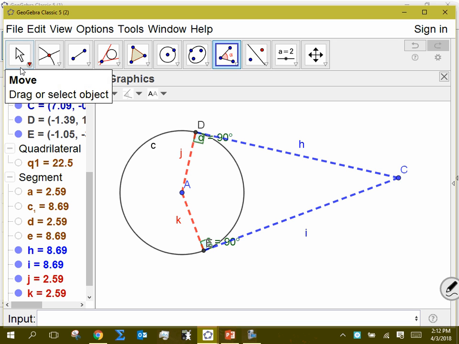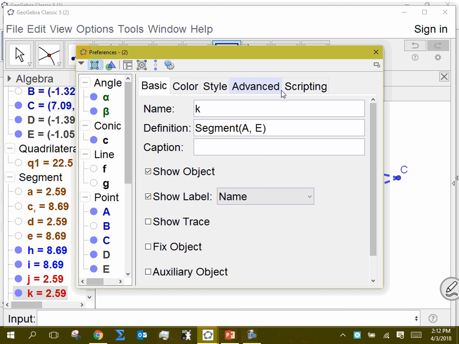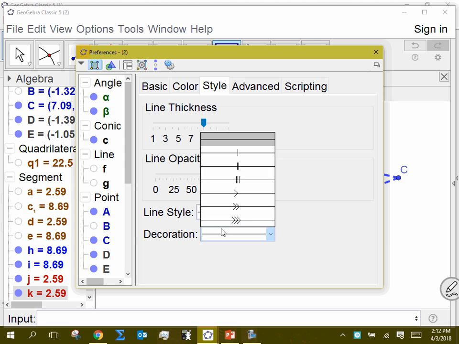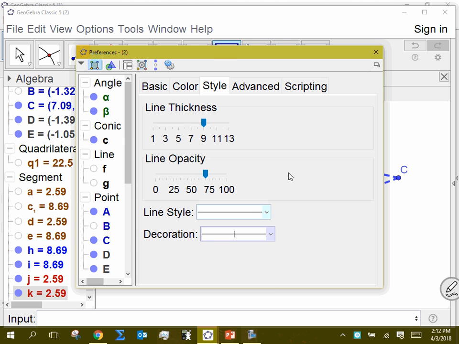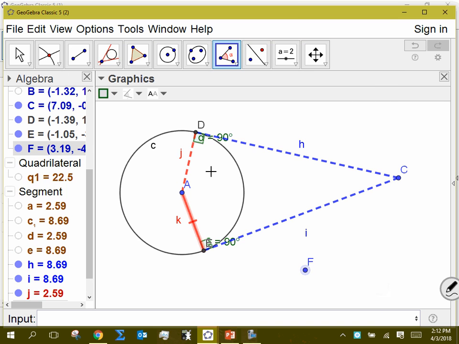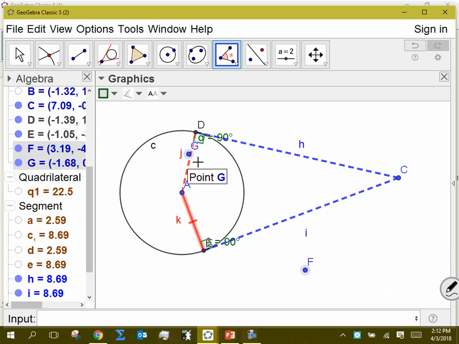What would you say about those two radii in relationship to one another? They're the same. It's the key relationship about all radii of the same circle, right? Those two distances.